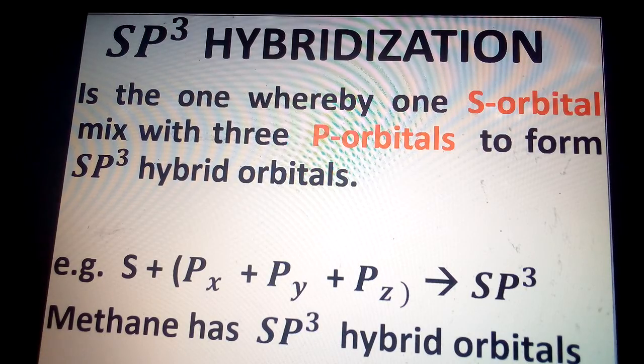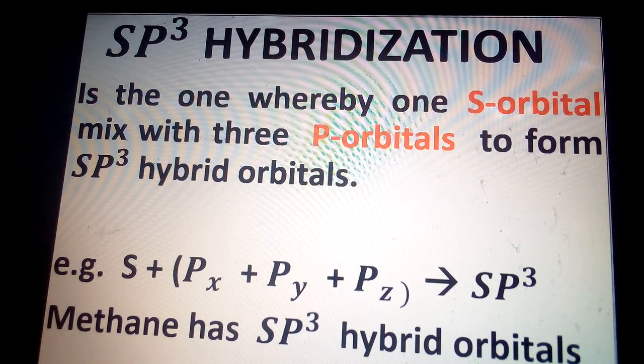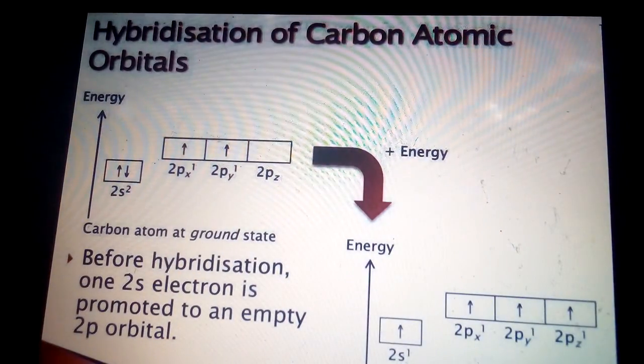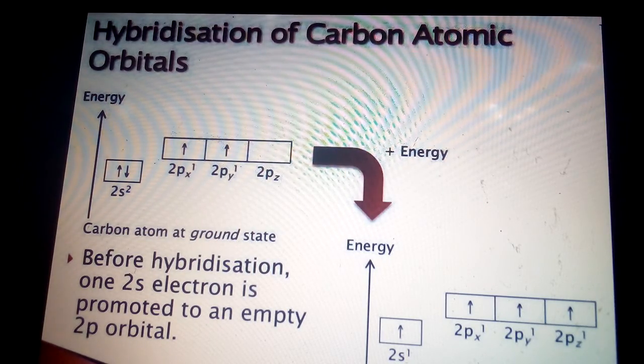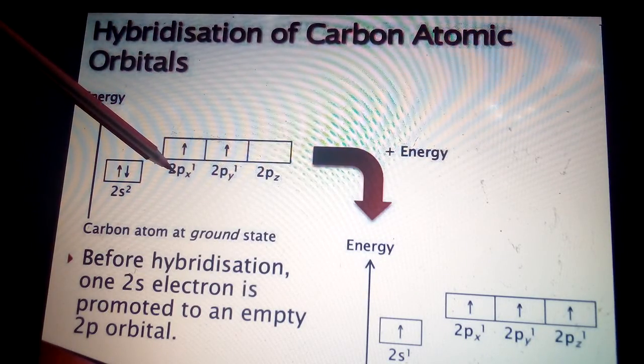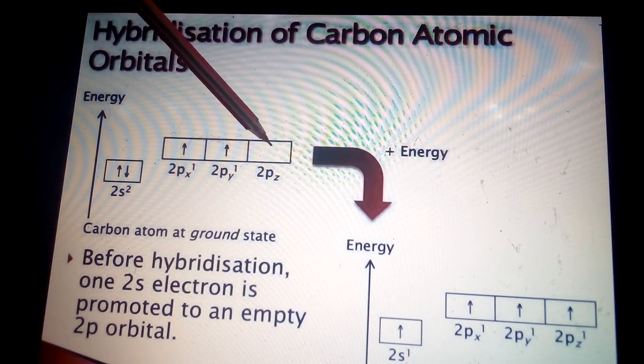Methane, for example, has sp3 hybrid orbitals. The formation of methane involves the sp3 hybrid orbitals. Let us see here. This is a very good example of sp3 hybridization. This is the carbon atom at the ground state. At the ground state, how many p orbitals does the carbon have? It has 2px and 2py orbitals, but 2pz is empty. Do you see there? It is empty.